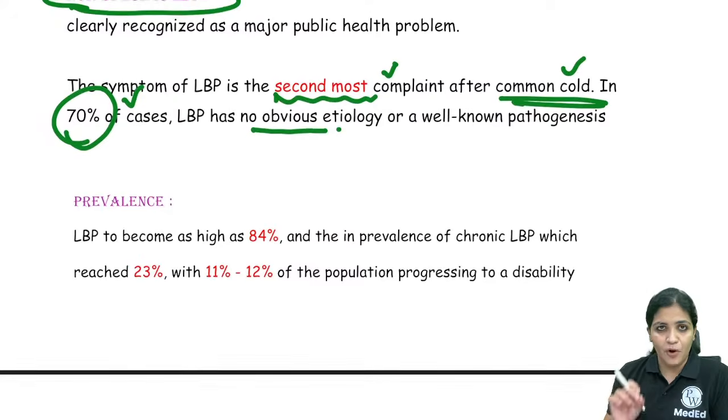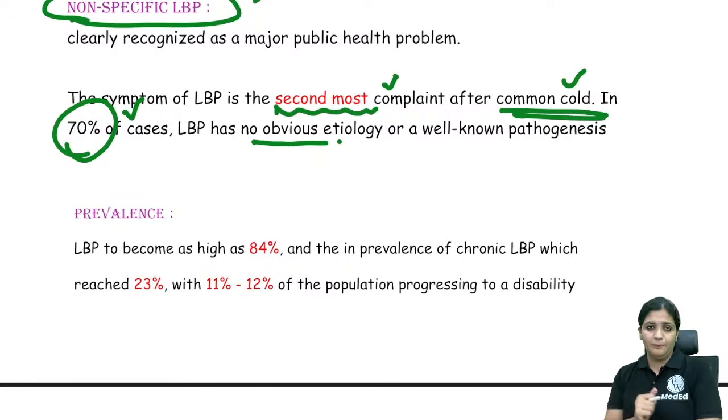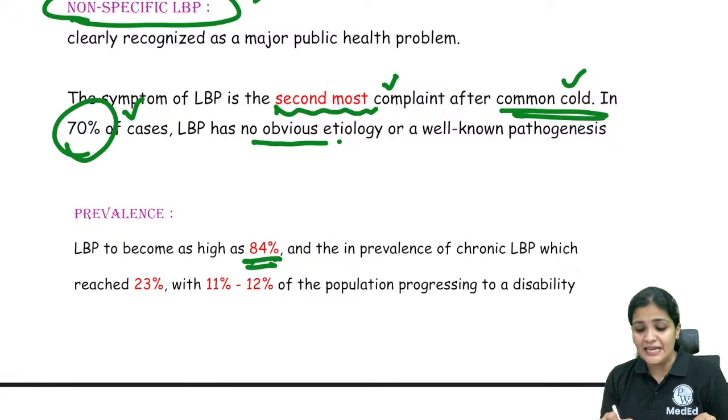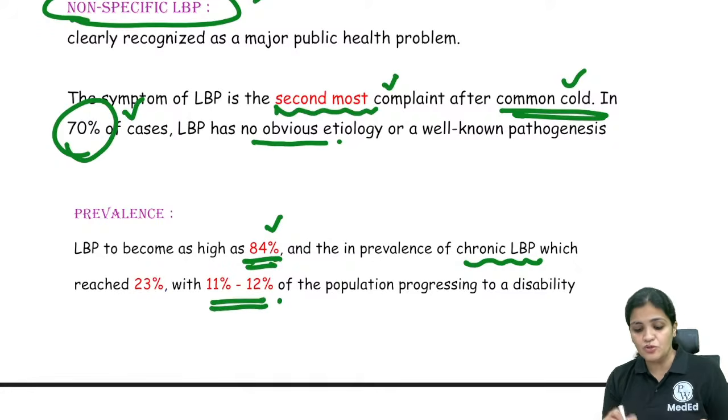So that is the importance of non-specific low back pain, which you have to understand, right? And now let us see why we are so concerned about back pain. Because the prevalence of back pain is very high. If you see, the prevalence is as high as 84%, people will suffer with low back pain, right? And usually the disability lasts in 10, 11 to 12%.